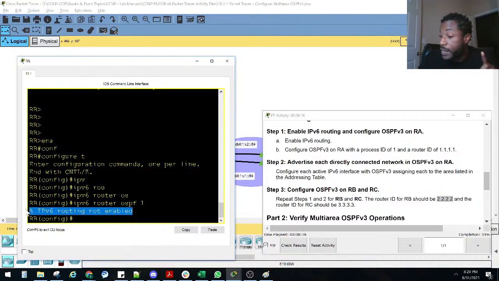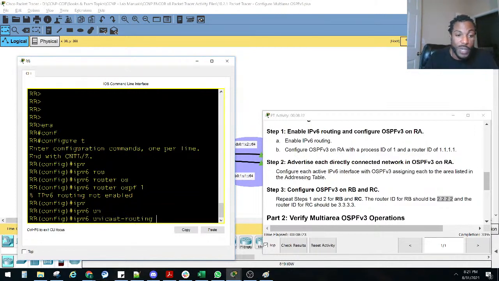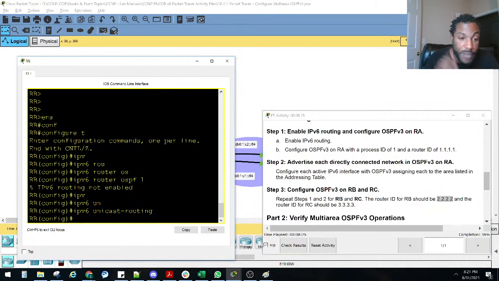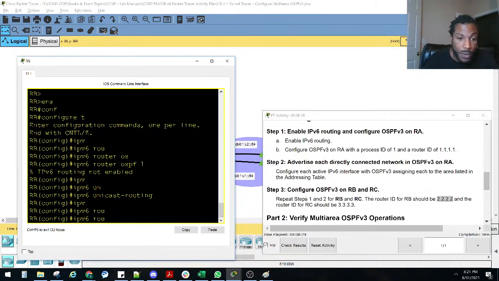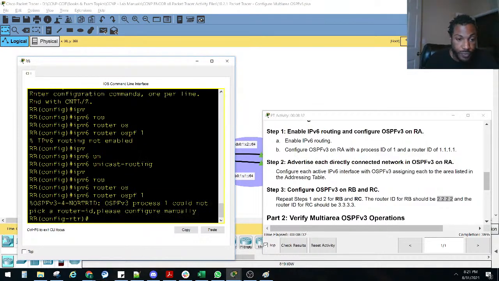You know what command I'm missing here, right? I know y'all been paying attention. So it is, we have to do IPv6 unicast routing. That enables IPv6 routing. Now we can turn on OSPF. So IPv6 router OSPF 1.